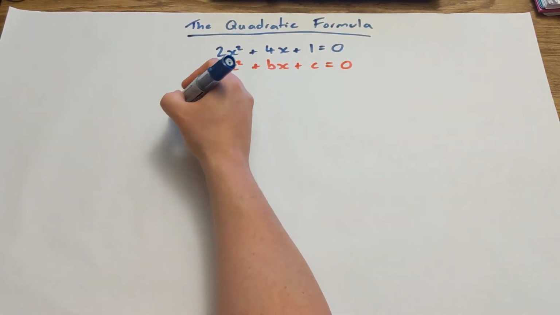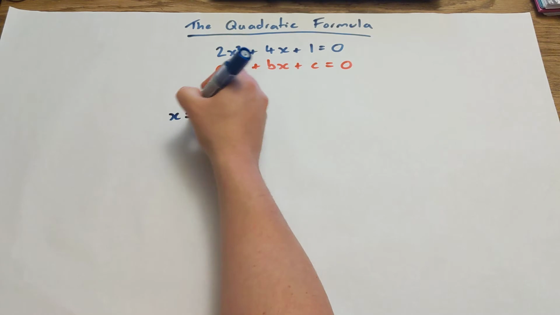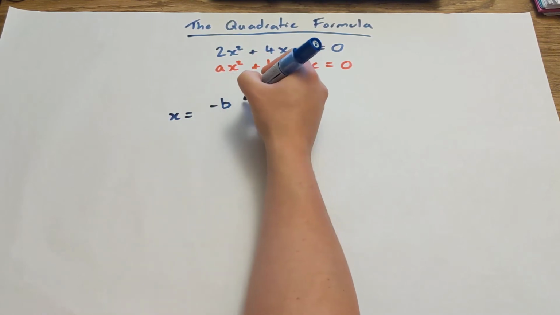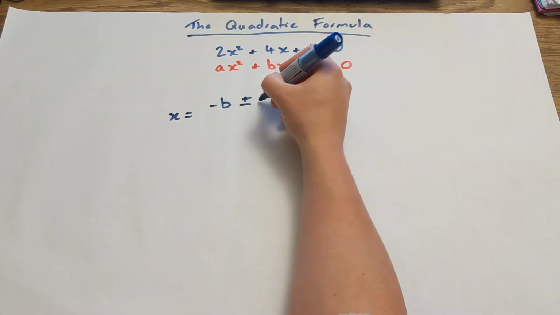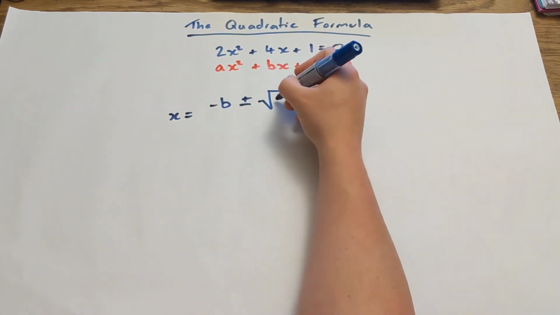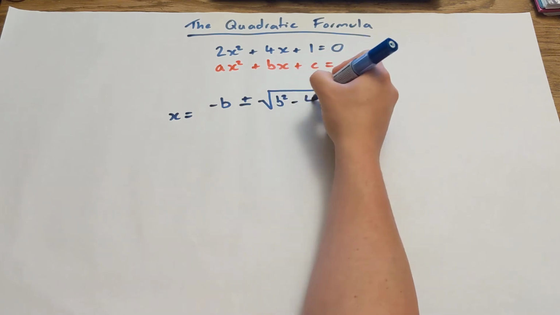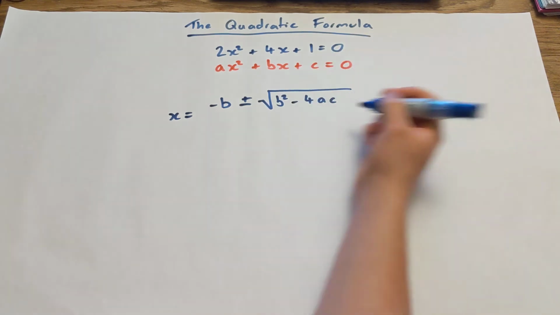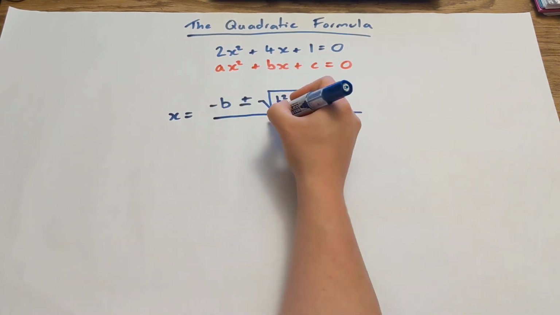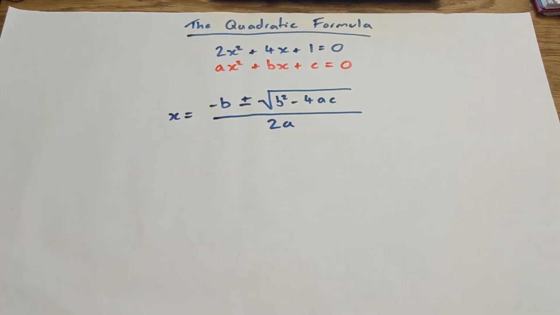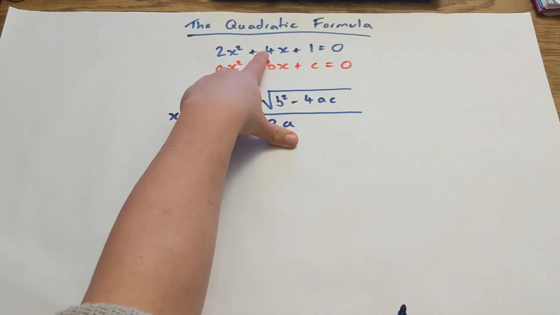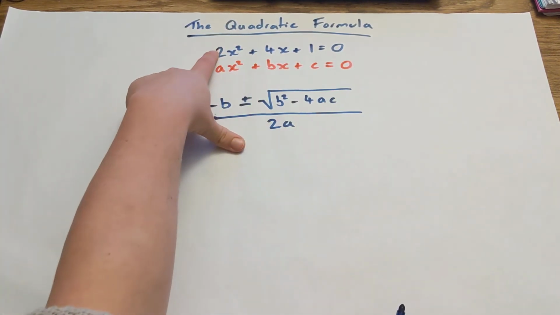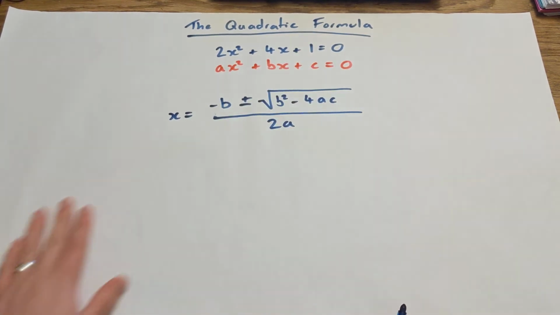We can say that x equals negative b plus or minus, now this is new to us and we will come to what this means, the square root of b squared minus 4ac, and all of that divided by 2a. And then the b value, well, that's there. In this example it would be 4. The a in this example would be 2. The c in this example would be 1.